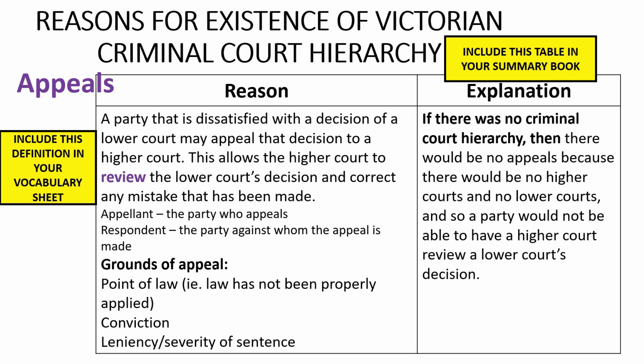Now you can see why we need to have a Victorian criminal court hierarchy for there to be appeals. If you didn't know what courts were higher or lower than other courts, you wouldn't know what court you could appeal from or to. Using the counterfactual, we could explain this reason for having a Victorian criminal court hierarchy by saying, if there was no criminal court hierarchy then there would be no appeals, because there would be no higher courts and no lower courts, and so a party would not be able to have a higher court review a lower court's decision.